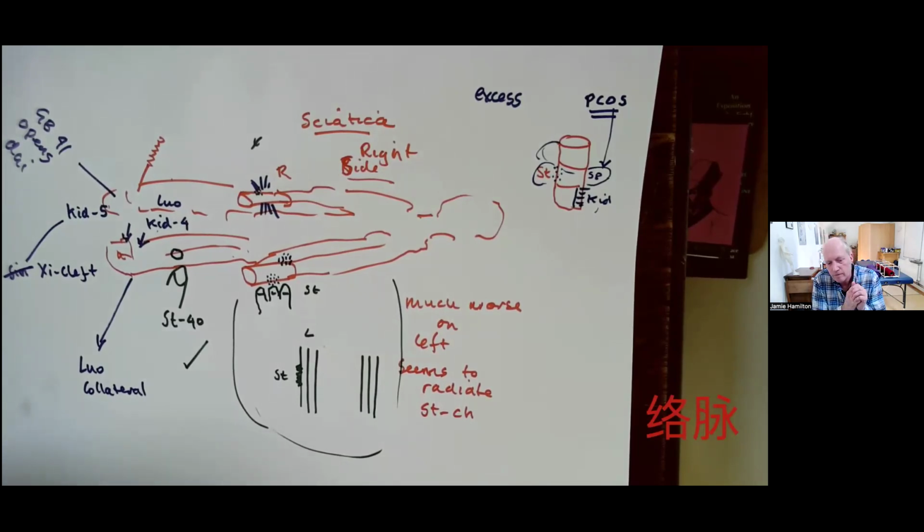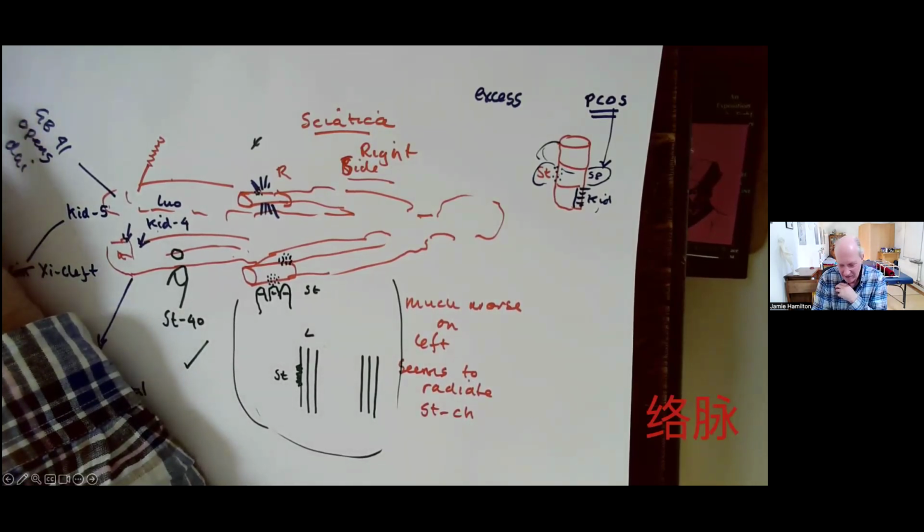Okay, thanks. Also, in your description there of PCOS, you said it could be excess in stomach and spleen, more spleen. But how would you know whether that's a stomach spleen thing or a dai mai thing? Good question. I was thinking the same thing.